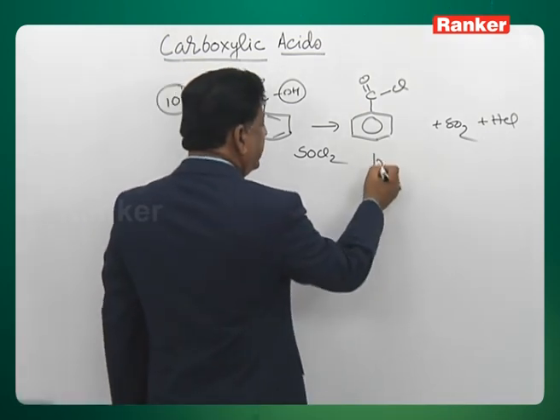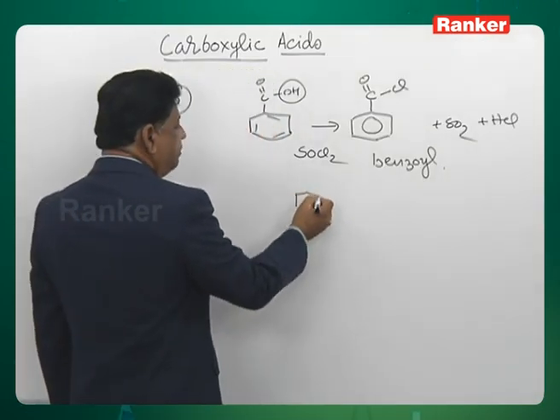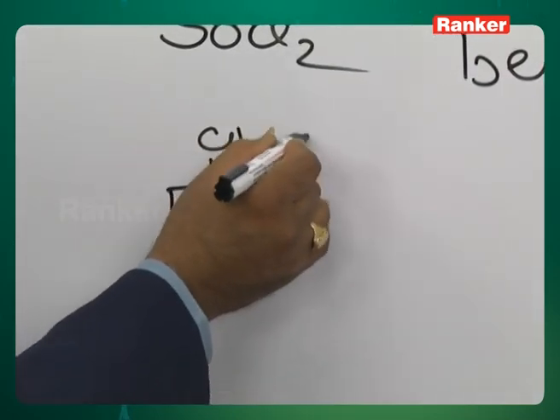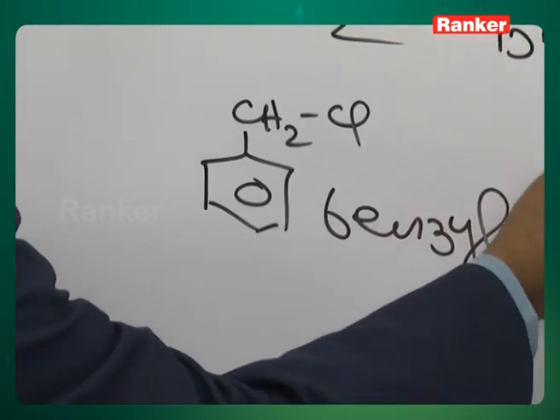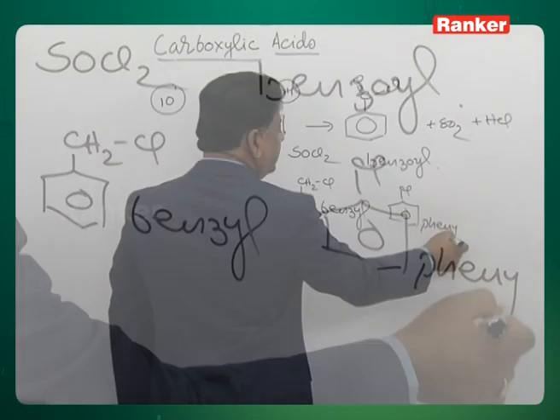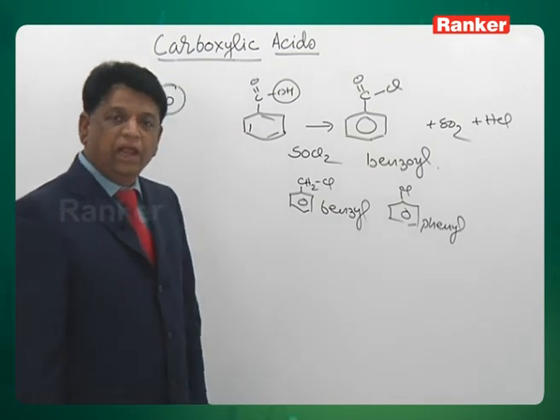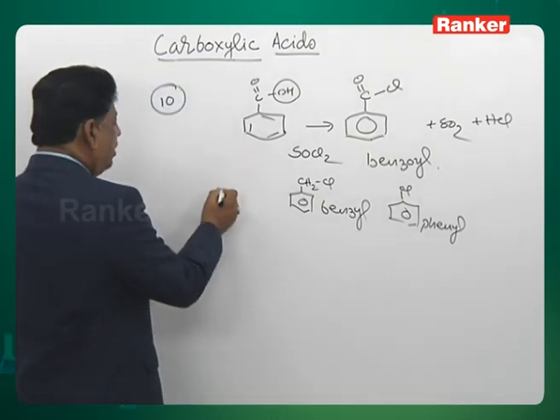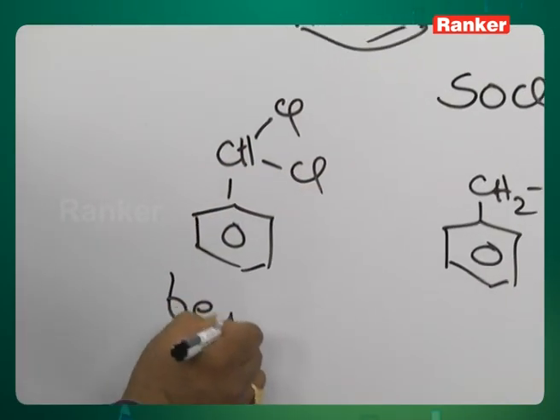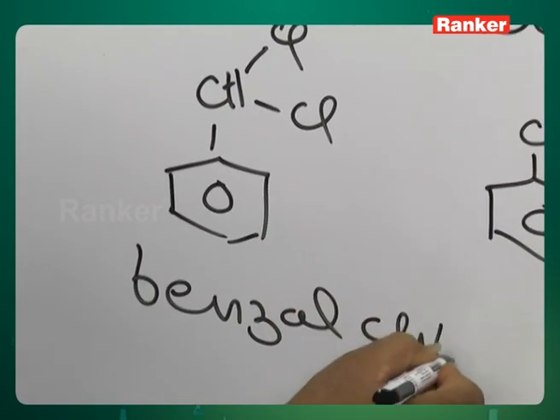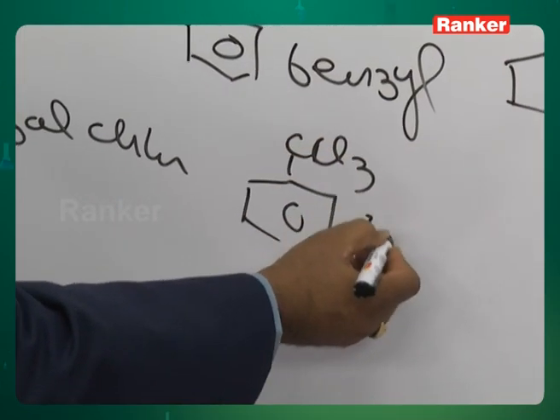Nomenclature must also be handled very carefully. It is benzoyl chloride. We have benzyl also. Benzene with a CH2Cl is called benzyl chloride. Phenyl means benzene with Cl, called phenyl chloride. So the nomenclature must be very clear. Benzyl chloride, phenyl chloride, and benzoyl chloride are all different. We have one more chlorine compound also. The side chain with 2 chlorines is called benzal chloride, and with 3 chlorines, CCl3, is called benzotrichloride.